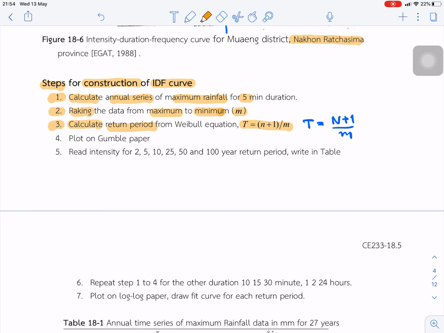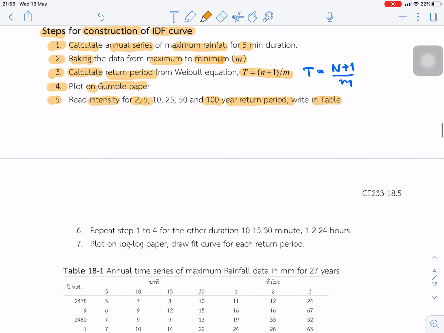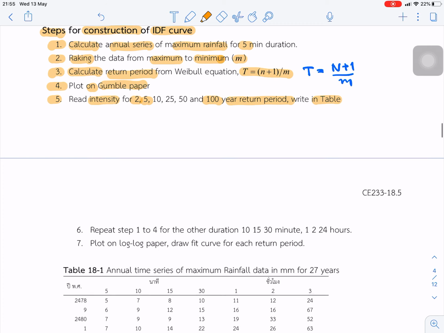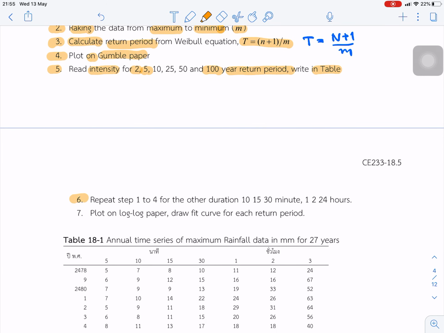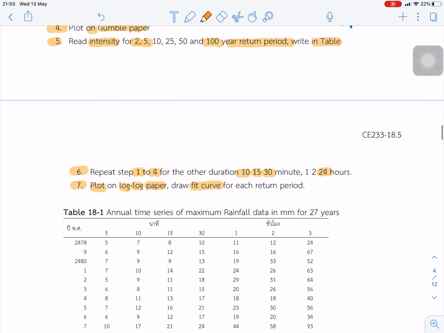Next, plot on the Gumbel paper. Okay, and fifth, read the intensity for the 5 until 100 year return period, and write the table. In this case, we just read from the curve. We can do it another way by fitting a curve and doing calculation. And sixth, repeat steps 1 to 4 for other durations: 10, 15, 30 minutes up to 24 hours. And last, plot on log paper and draw the fit curve for each return period.